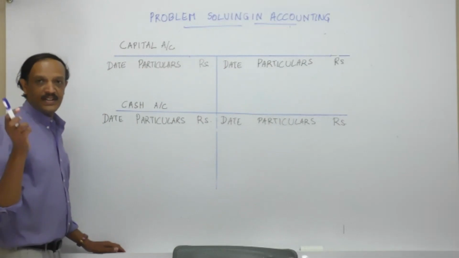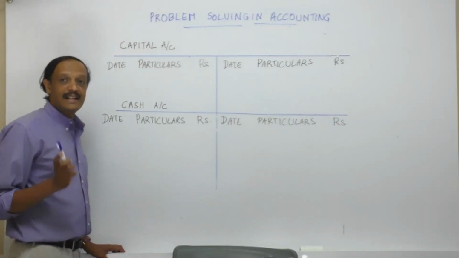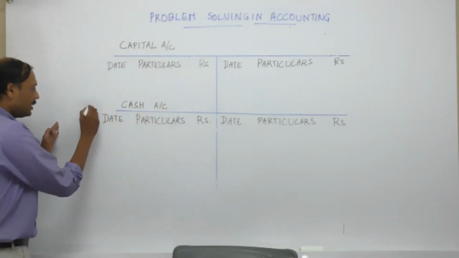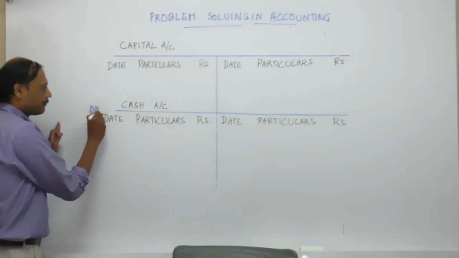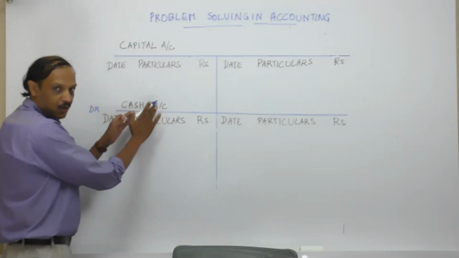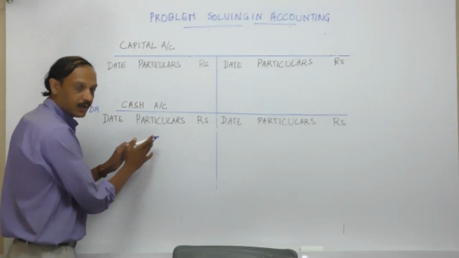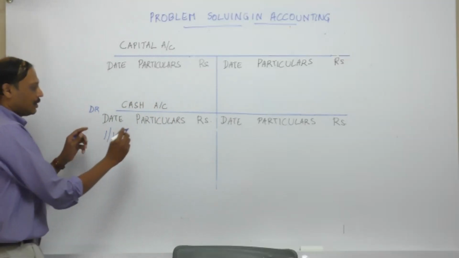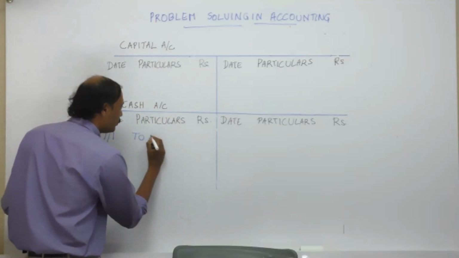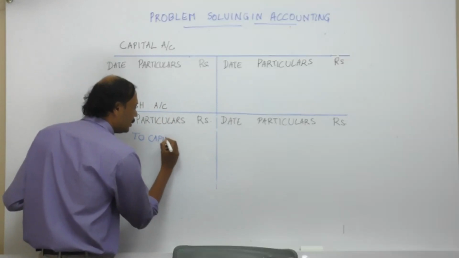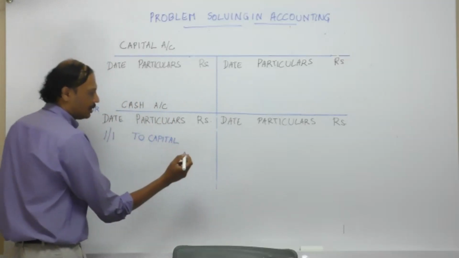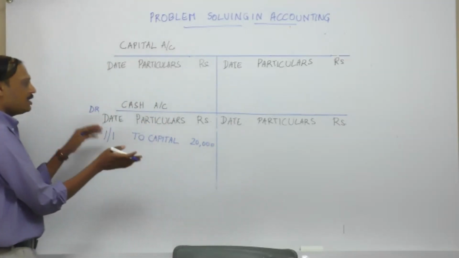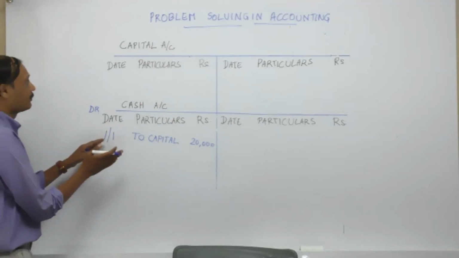When you pass the journal entry, it said cash account debit to capital account. You have a cash account here. This is the debit side. You need to debit the cash account with capital. The date is the 1st of January. You write "To capital". The amount would be 20,000. This would be the posting of the first half of the transaction.